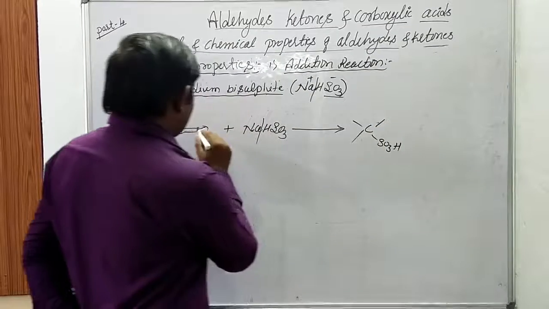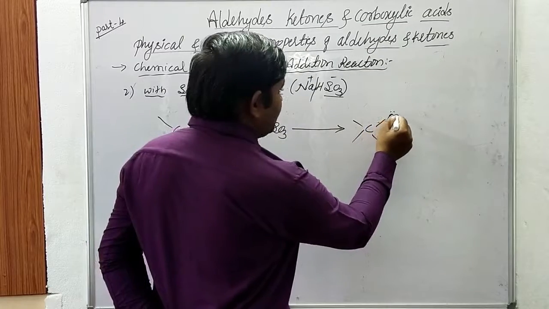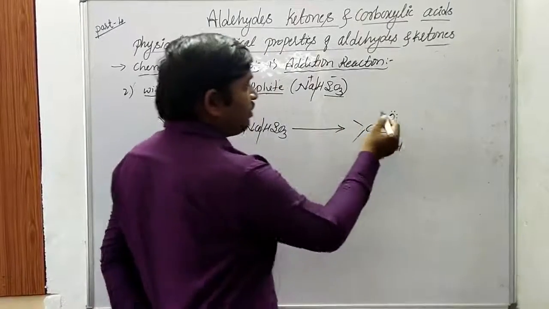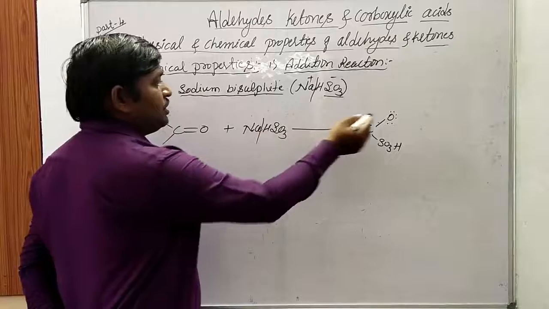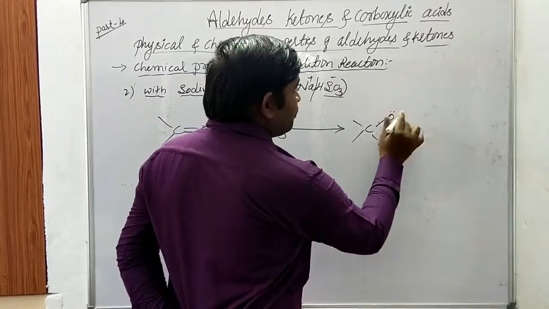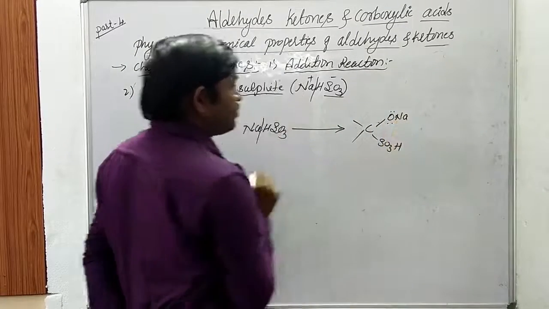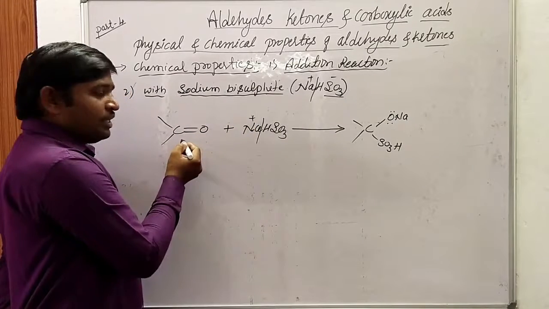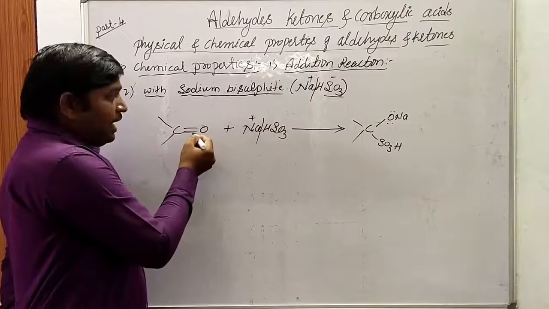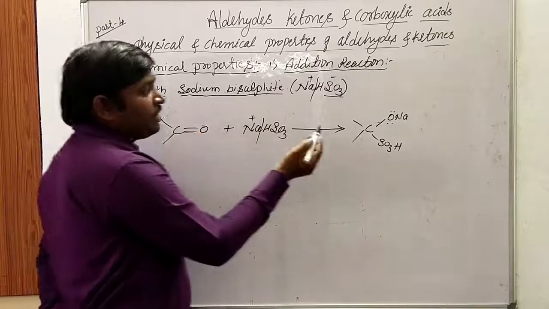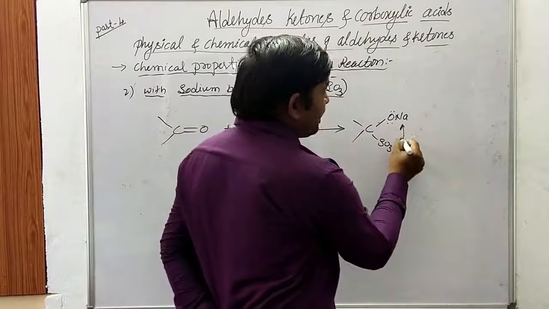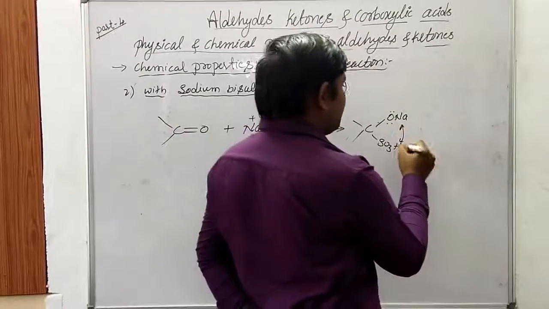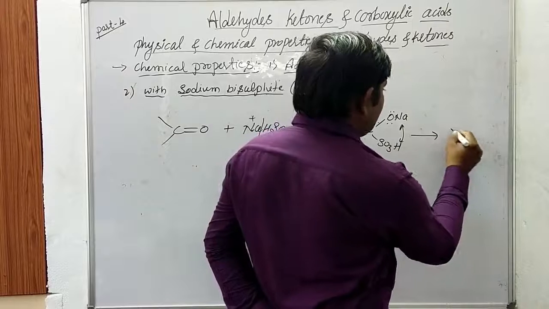So further, the oxygen will gain high electron density here, with any alkyl groups. Further, sodium attacks this oxygen. Why? Because sodium is electropositive, and the oxygen becomes electronegative when SO3H attacks. After that sodium attacks this oxygen. Further, proton transfer will take place, and whenever the proton transfer takes place, that leads to the formation of C.